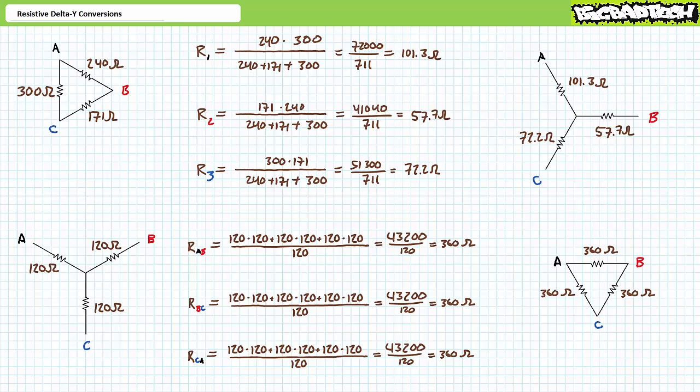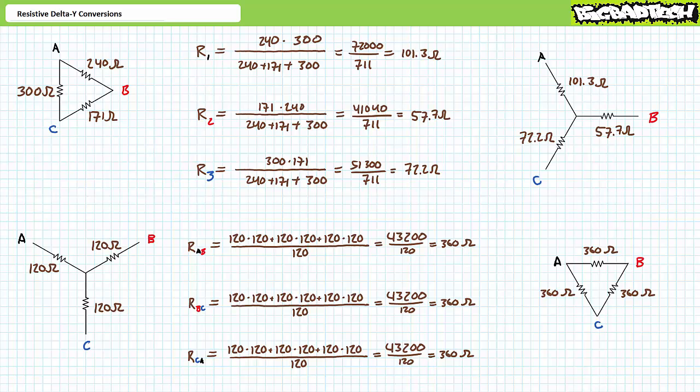Our equivalent delta configuration features RAB, a resistance of 360 ohms between nodes A and B, RBC, also a resistance of 360 ohms between nodes B and C, and RCA, also a resistance of 360 ohms between nodes C and A. Ideally, one should be able to exchange our previous balanced Y configuration with this new balanced delta configuration, and the circuit, source, or sources attached to these three nodes will be none the wiser to the substitution.